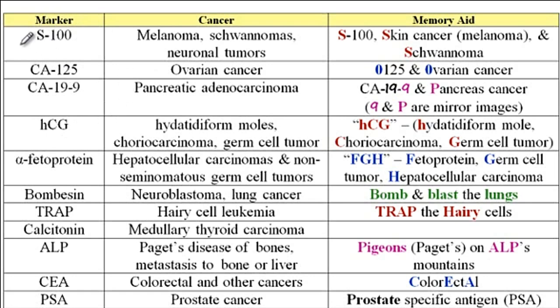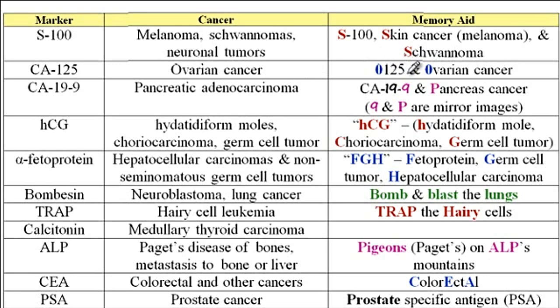So the first marker is S100, which is used for monitoring melanoma, schwannomas, as well as neural tumors. And the memory aid I have for you is that S100 is used for monitoring progression of skin cancer as well as schwannomas. The next one is CA125, which is used for monitoring progression of ovarian cancer. So the way you can memorize it is to memorize this number 0125.